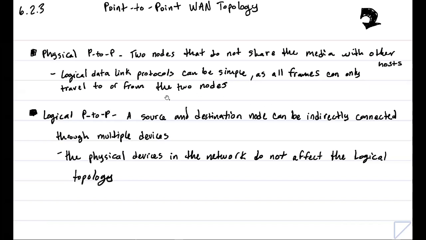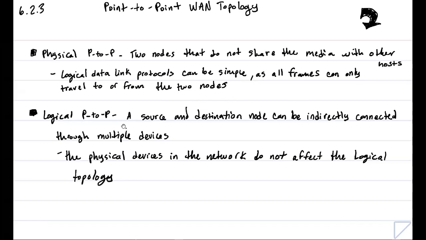This is saying that the protocols on the logical layer can be simple because the labels or fields that you're going to add to a physical point-to-point connection are not going to be as many as if you were using logical point-to-point. It's going to use other protocols and more information.